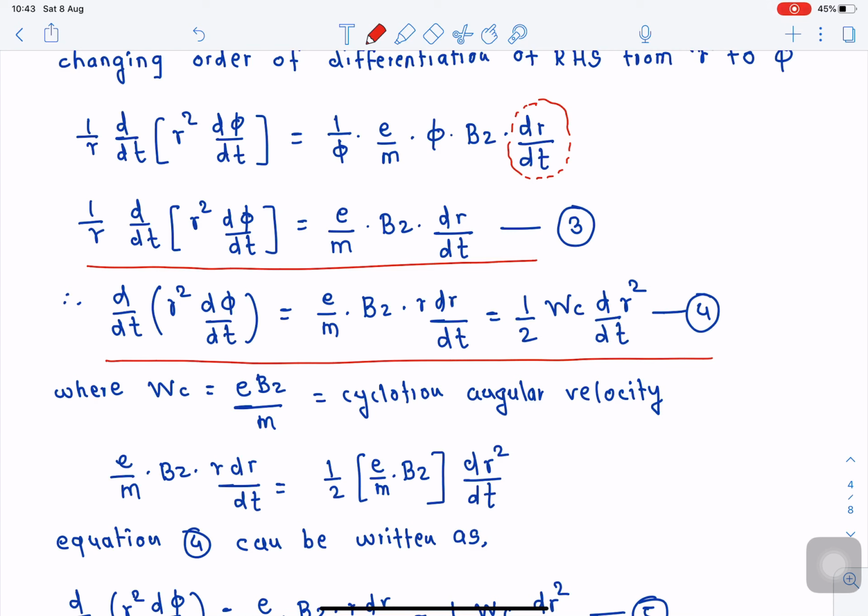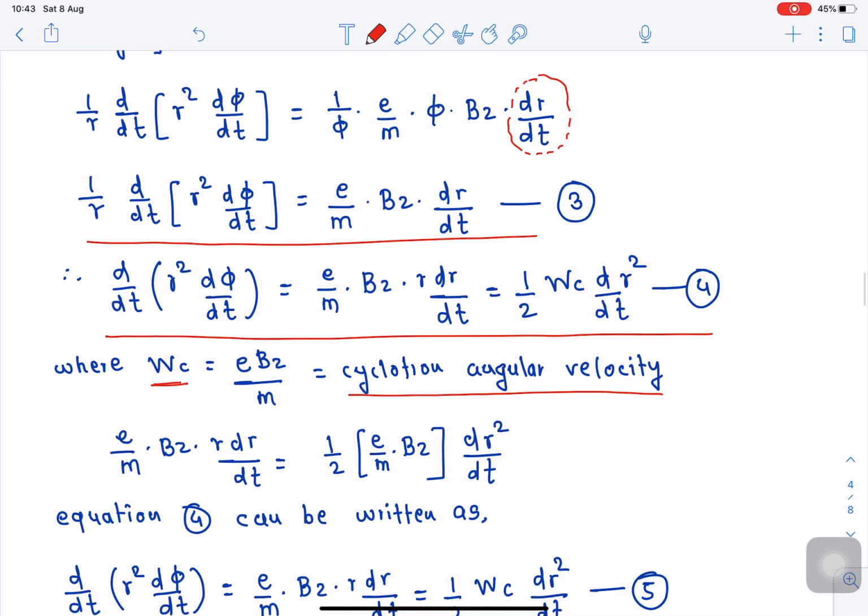Here we consider the product e B z by m on the right hand side. Let us call this omega c, and this omega c stands for the cyclotron angular velocity of the electron. Omega is nothing but an angular velocity, and omega c is equal to e B z divided by m. This particular quantity stands for cyclotron motion.